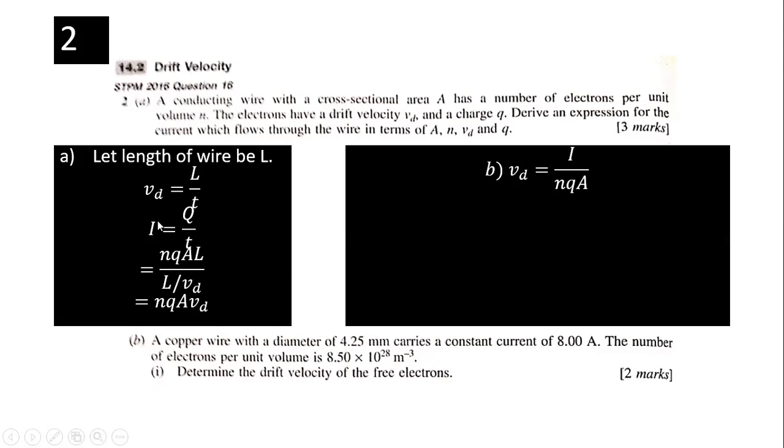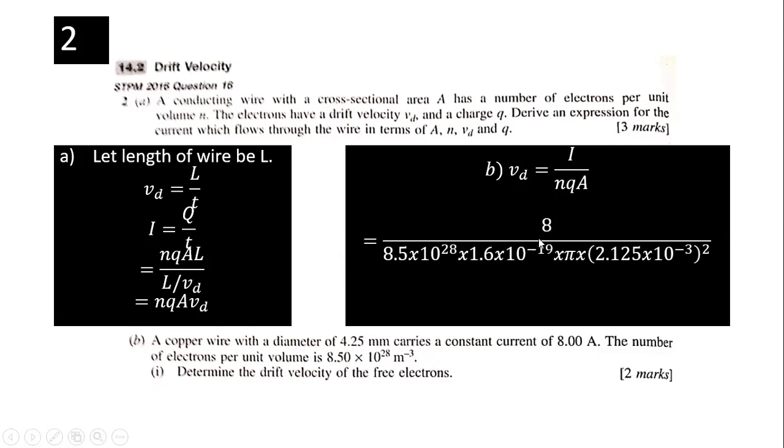Right? Your I there, your N, Q, A, take to the other side. Cross multiply, then put in your value. There's your current. There's your number of charges per unit volume. Q is the charge of the electron. Area is pi r squared, and this is diameter, so I divide by 2. Change it to meter. Square that. Okay. Anything that's not clear?